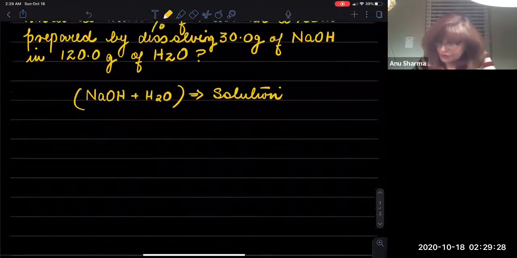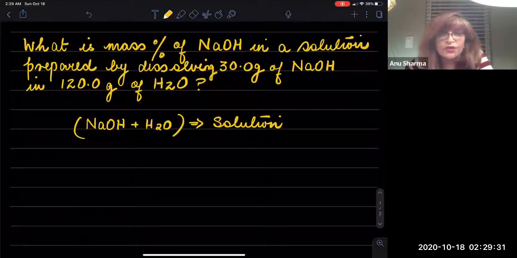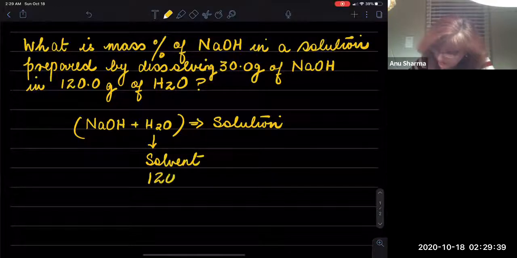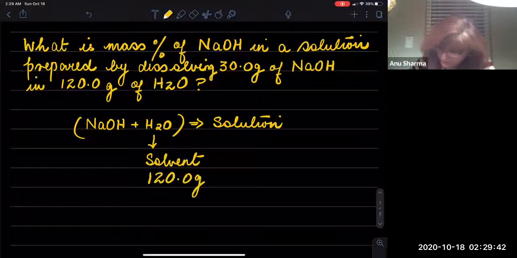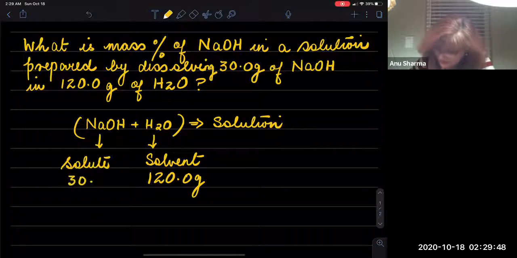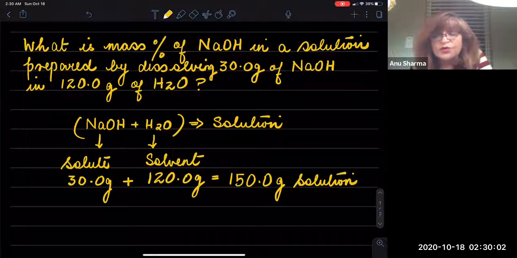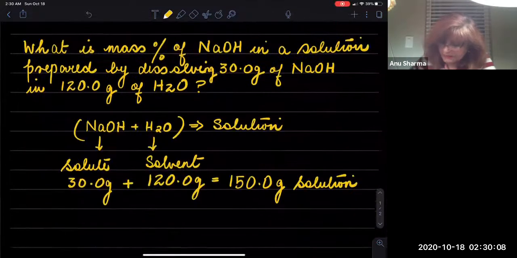So first of all, we are not given here the weight of the solution. We are given the weight of the solvent. Water is the solvent, and the weight of the solvent is 120.0 grams. The weight of the solute is given to you, and that is 30.0 grams. You're going to add the two together. Now comes the weight of the solution, which is 150.0 grams. That is the total weight of the solution, which is going to be used in the mass by mass percent problem.